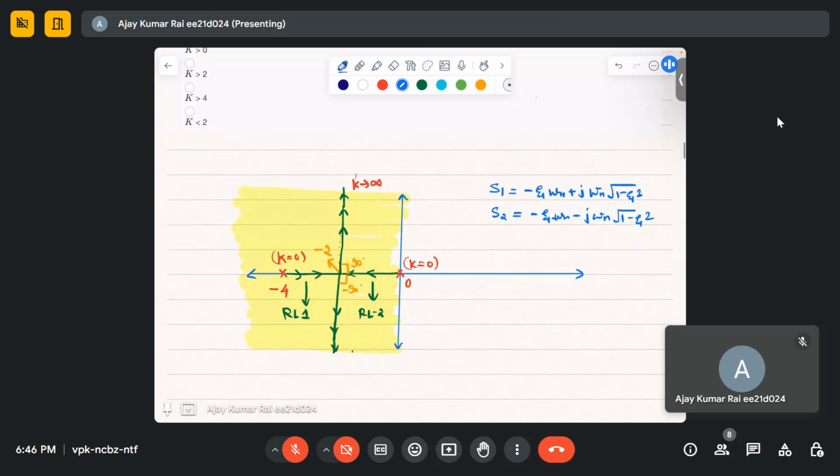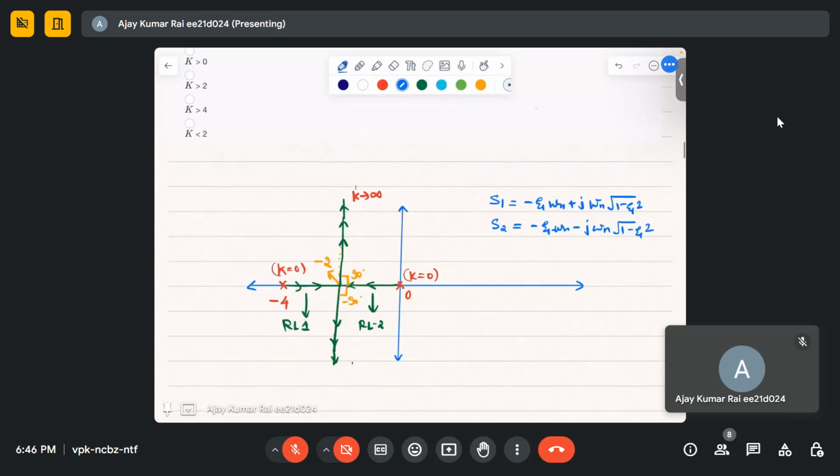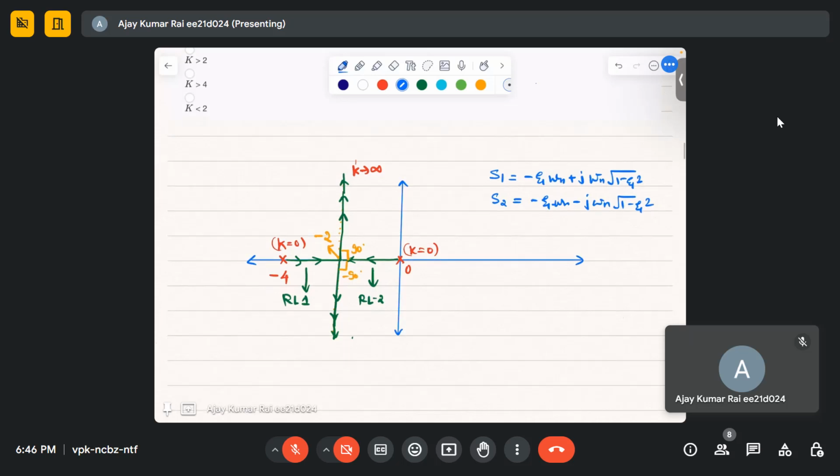Okay, so if you see this root locus, let me just draw this. Now you see, when are these poles complex? When the root locus is leaving the real axis, what we can say is roots are complex. So I will just use test points. Two test points I will choose.